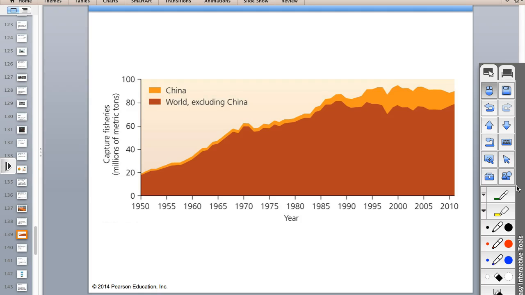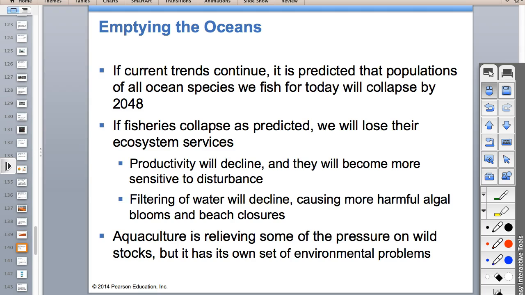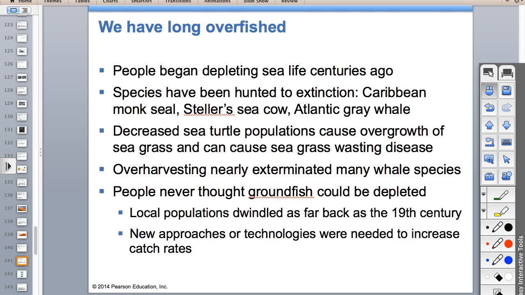And the China numbers are maybe even underreported. So productivity is going to decrease in the ocean, and we're worried about all this. Aquaculture is a possible solution, and that's where you fish farm. And people have long overfished.